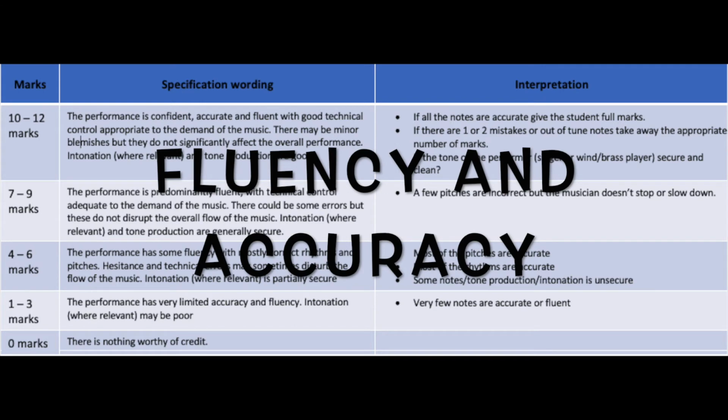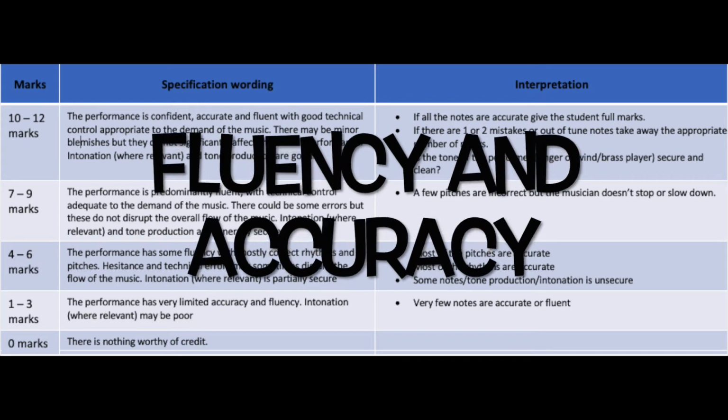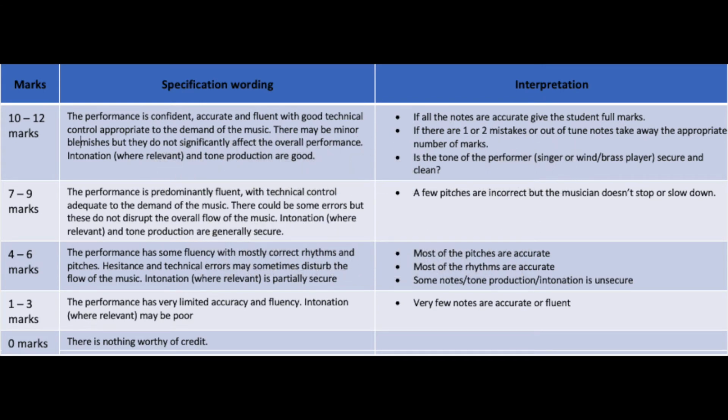Today we're going to be looking at how to mark your GCSE performances, and the first grid that we're going to see is about fluency and accuracy. So the specification wording, the interpretation and the marks are all laid out for you. We're going to start at the top at the 10 to 12 mark bracket.